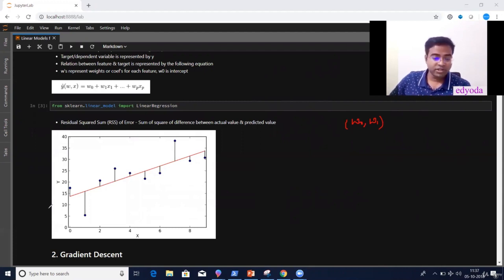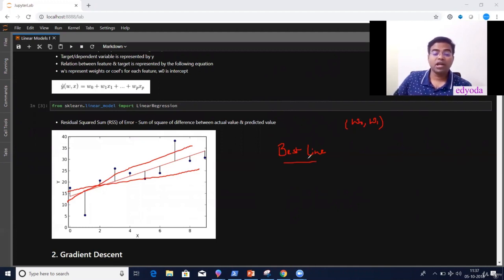The objective here is, suppose you have data like this. This is one possible line. Of course, you have a line like this, you have a line like this. So there are infinite possibilities, isn't it? What you have to do is find the best line. And we have to define now the best line. The best line is the one for which the RSS, residual sum of squares, is least, or the error is least.